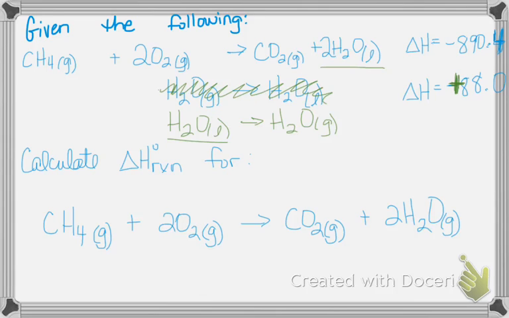Now, my liquid waters will cancel, but will 2X and X, will that cancel completely? Because that's what I have right now. I have 2X over here and I have X over here. How am I going to fix that? Put a 2 on both of them.